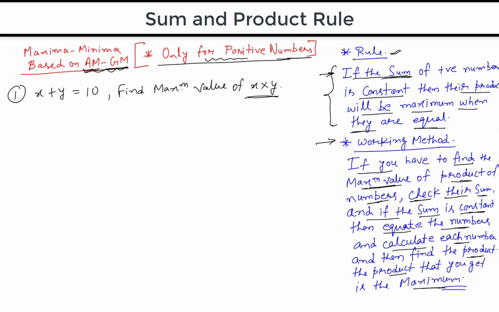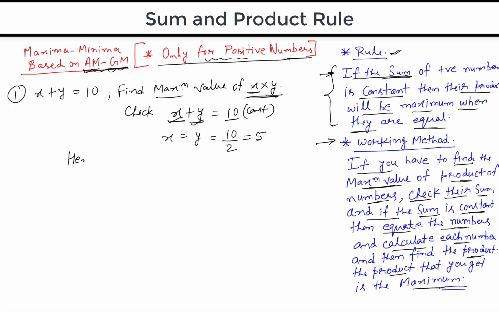For example, in this case, if I have to find the maximum value of x into y, I will check x plus y. Now, it is given equal to 10. 10 is a constant number. So you should equate them. The sum of these two numbers is 10, so if I equate them, each one of them will become 10 divided by 2. 10 has to be divided into 2 equal parts, so each one of them becomes 5.